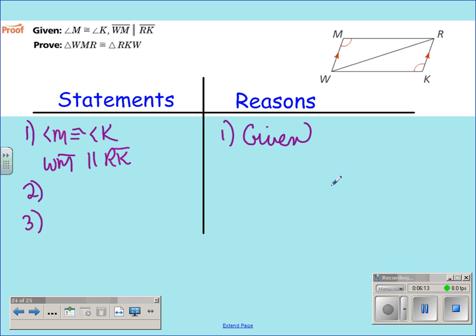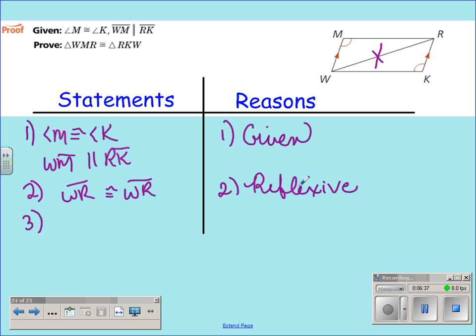So again, look at your pictures. See if you can assume anything. And when I mean assuming, I mean vertical angles or a reflexive side. So this one has a reflexive side. You need to say that. What reflexive means, again, is that you have that same side in both triangles. So WR is congruent to WR, and that's reflexive.